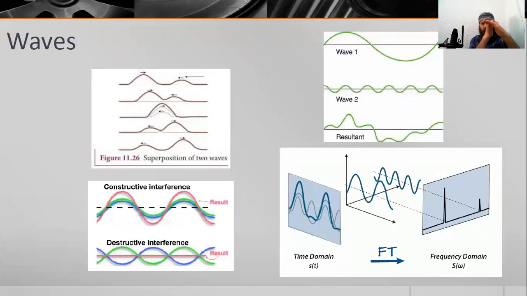They'll add up when they're next to each other, and then they'll go back down, sort of thing. That's superposition. They're adding up. You can see there's constructive interference and destructive interference. The green and the blue add up to be the red. So you can see it gets higher when it's constructive, and destructive, it becomes zero, right?